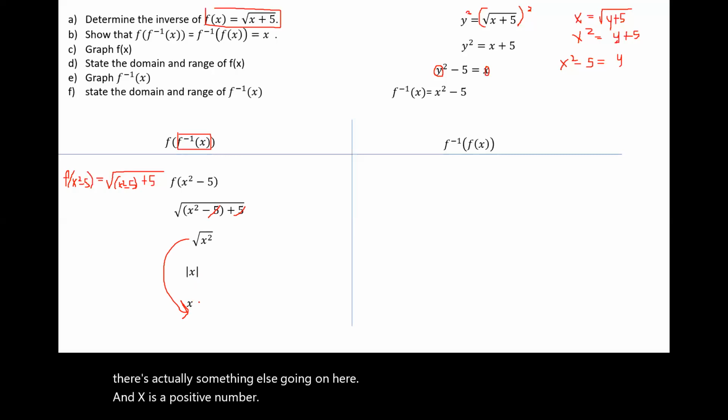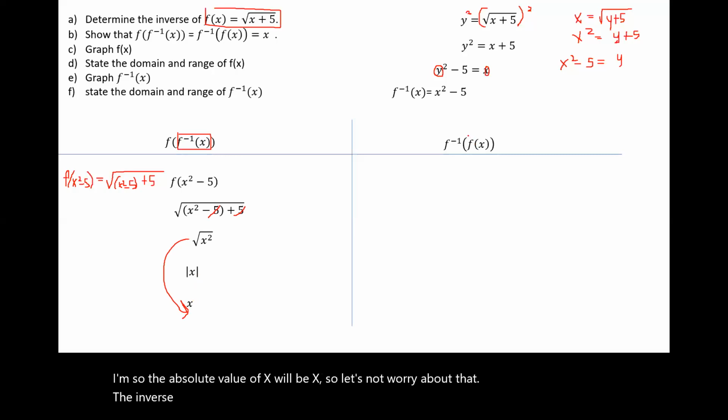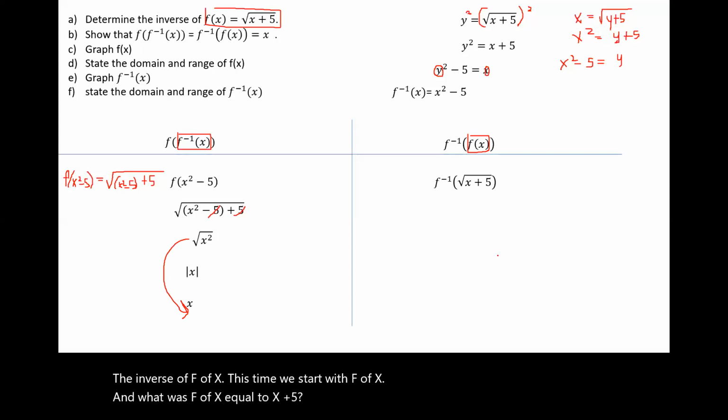So the absolute value of x will be x, so let's not worry about that. The inverse of f of x. This time we start with f of x. And what was f of x equal to? Root x plus 5. Okay, now we're taking the inverse. This is where we have to be a little bit cautious.